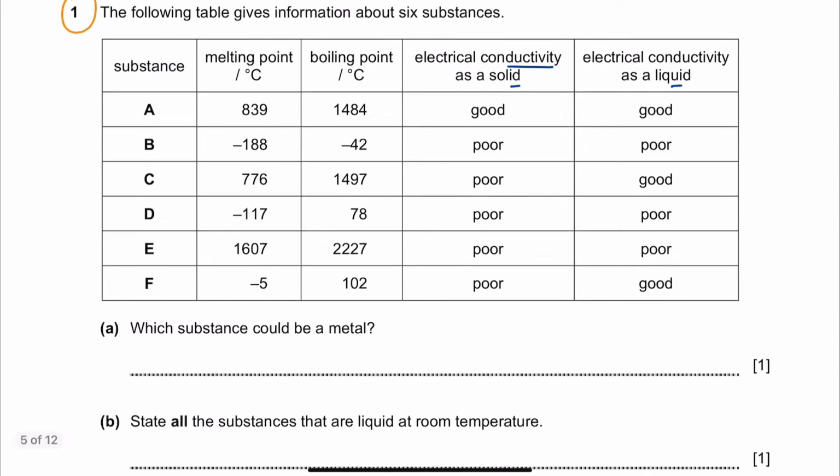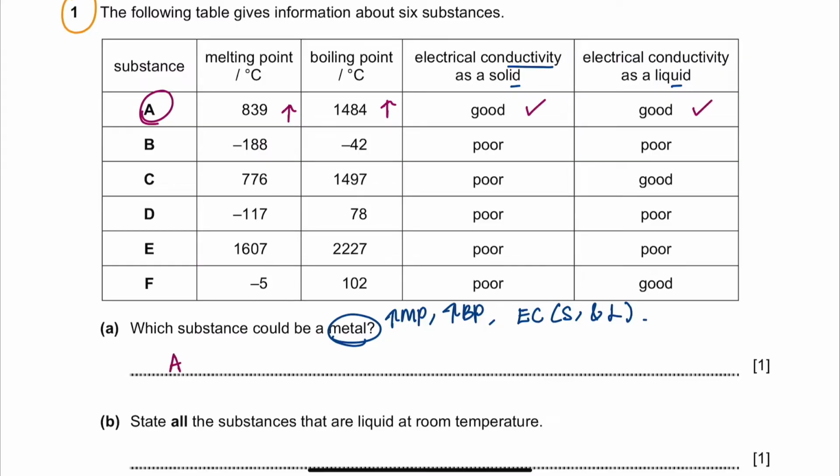Now, question A is asking you to tell which substance could possibly be a metal. For metals, we know that they have high melting point and high boiling point. They're also a good electrical conductor in both solid and liquid state. So as you can see here, substance A has high melting point, high boiling point, a good conductor in solid and liquid, so your answer should be A.